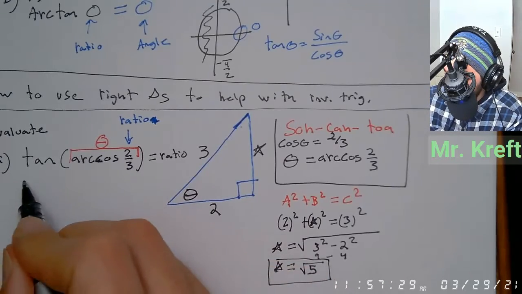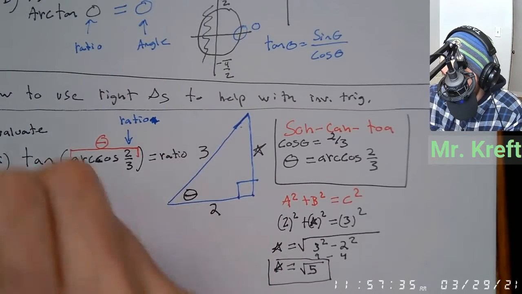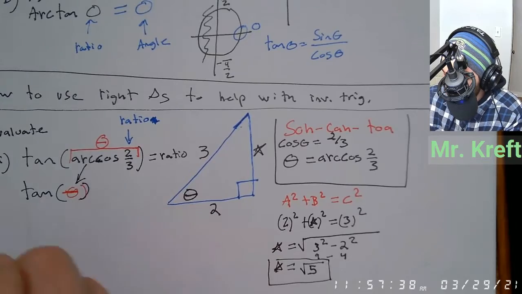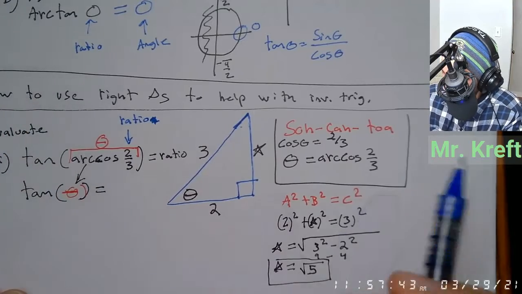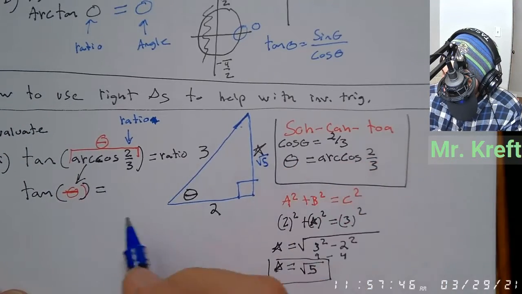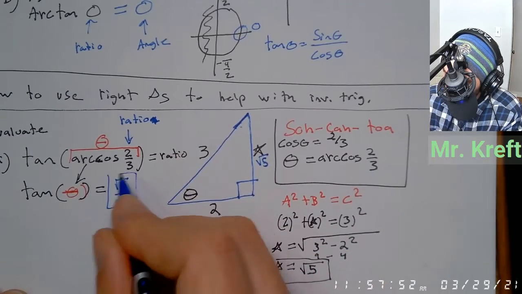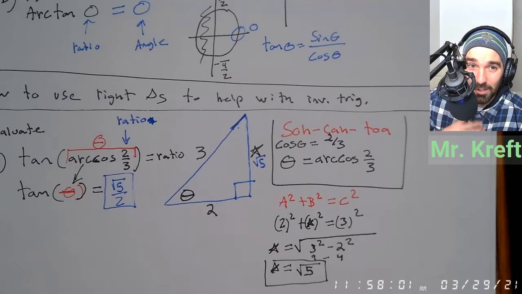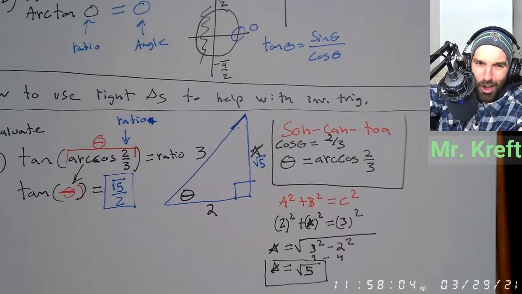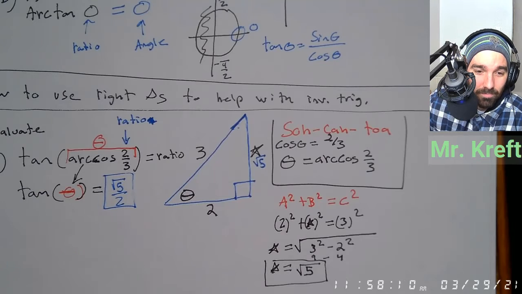Now what's tangent of theta? Tangent of theta is, so this side is root 5. So it is opposite, root 5, over adjacent, 2. That's it, that's your answer. Sorry, that was kind of anticlimactic. I'm so sorry. That's your answer, yeah! There you go, that's more exciting, right? So that's what it is.